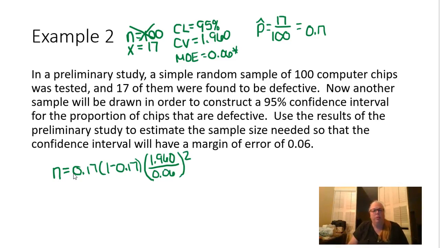Okay, and we should be able to put this directly in the calculator, so let's see what we get. This is going to give me 150.6, but remember, we want to round this up to 151. Remember, rounding up is okay. It's going to reduce the margin of error. That's okay. We don't mind going smaller. We just don't want to go larger than 0.06. So it looks like our correct sample size is going to be 151.